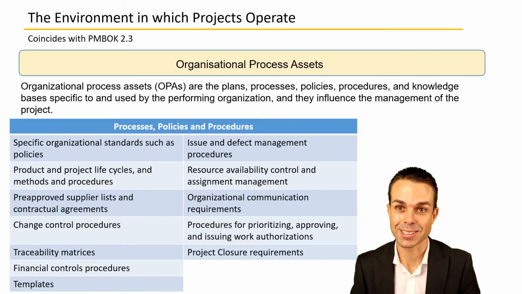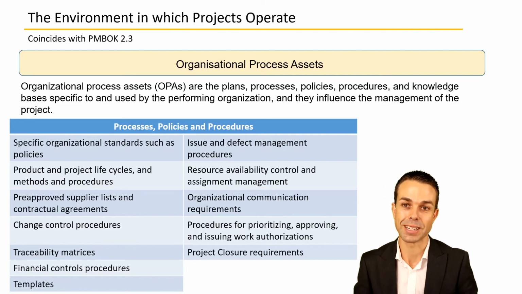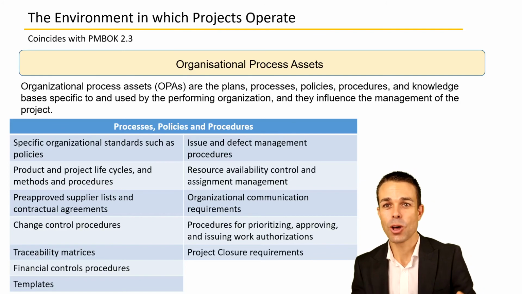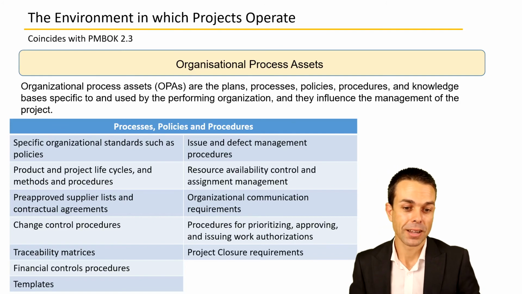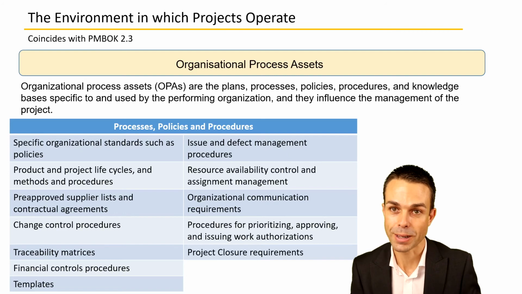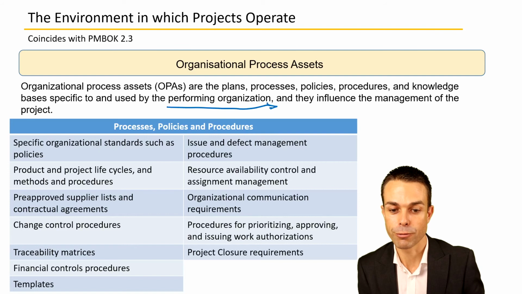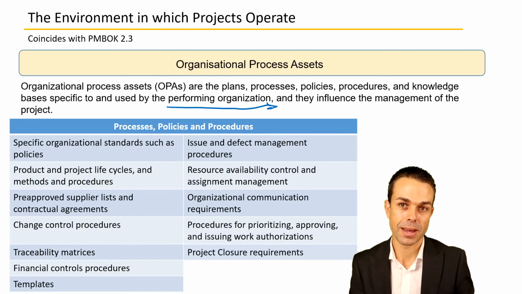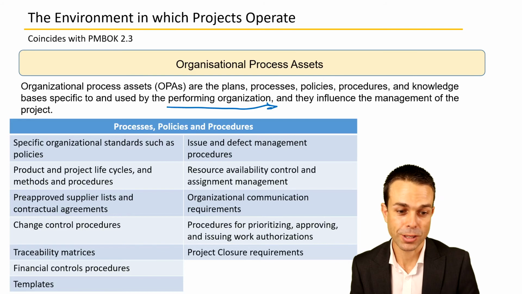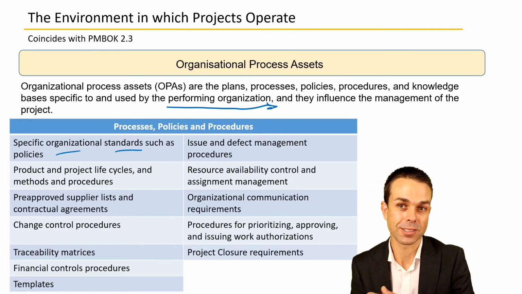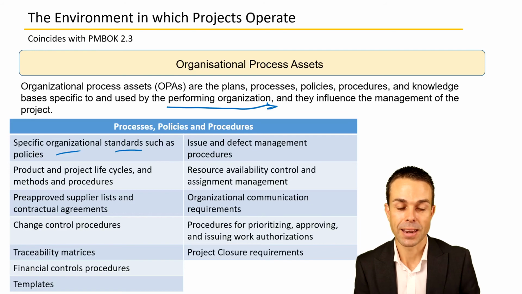But of course, that's not the only thing. We have the other side of the coin, which is our OPAs, organizational process assets. So these are the plans, the processes, policies, procedures, all of these documents, knowledge bases, things that are used by the performing organization that you're working with and usually delivering into or delivering for, and they will influence the management of the project because we've got things like specific organizational standards. So maybe there is a standard that you need to meet within the organization and it's all written down and there's a certain way of work that you need to do.